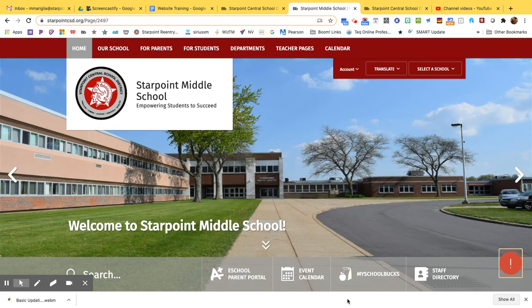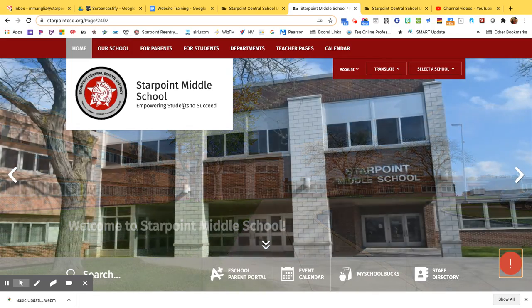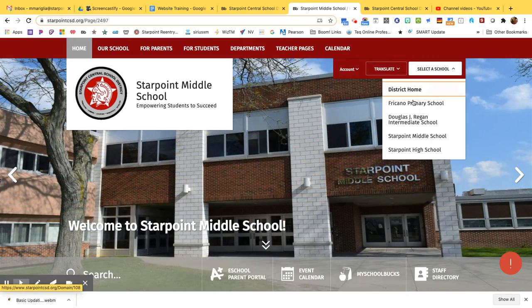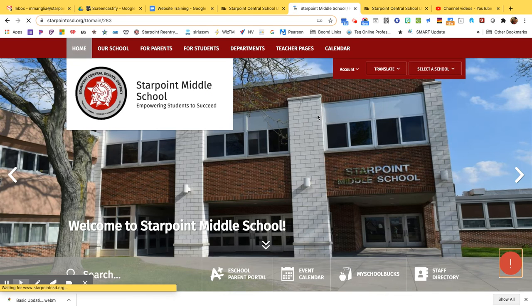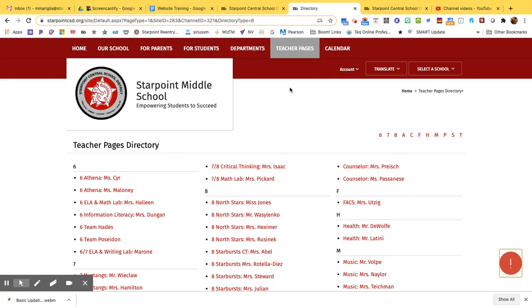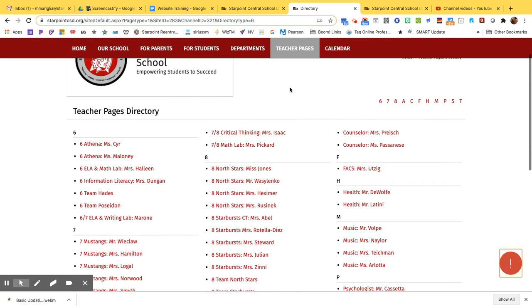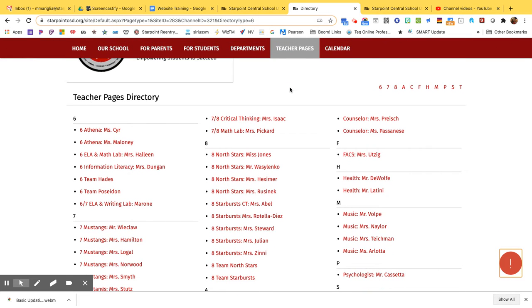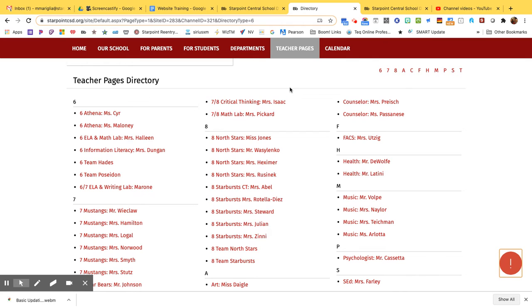I chose the middle school as the building that I was going to go to here. So, you can see I'm in the middle school here, and I chose my school by clicking down here and picking the middle school. I'm going to click on teacher pages. Your website coordinators in each building have organized the teacher pages directory. So if you're not up here, you have to let them know to create a page for you.